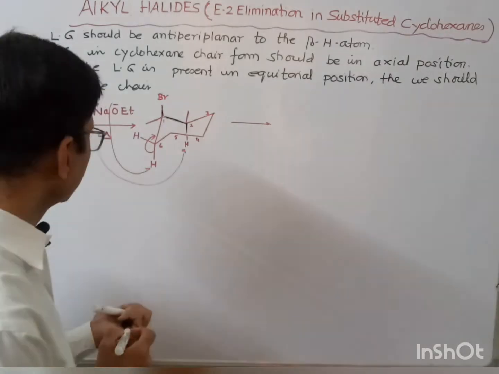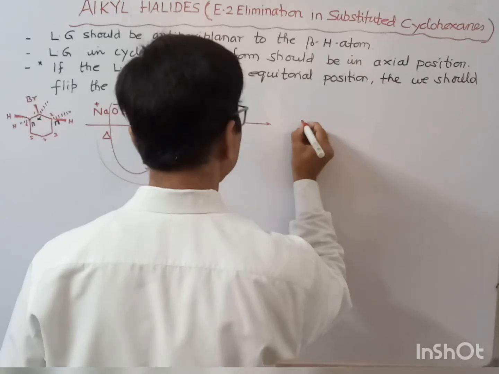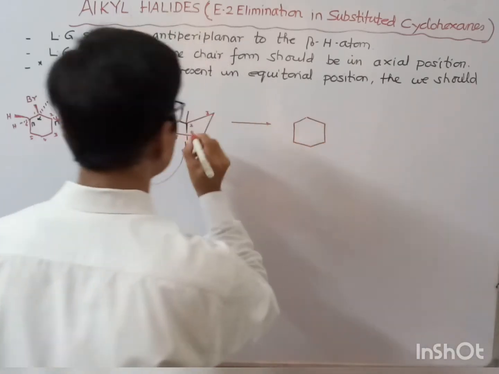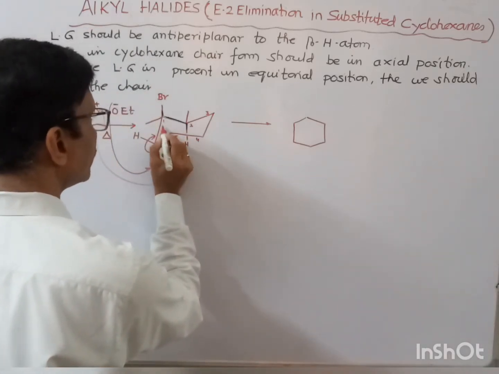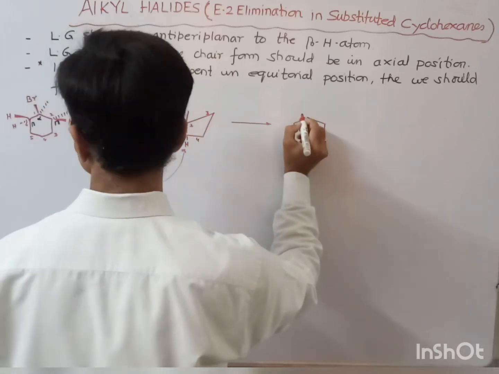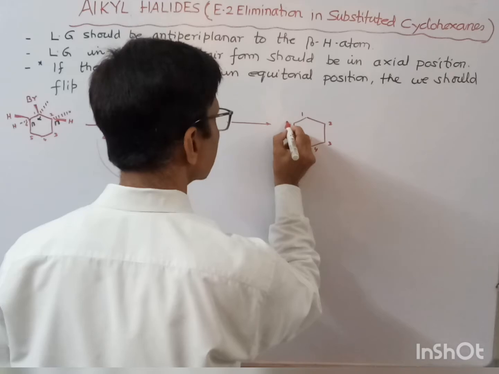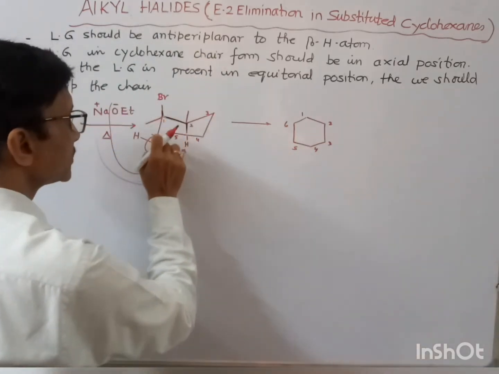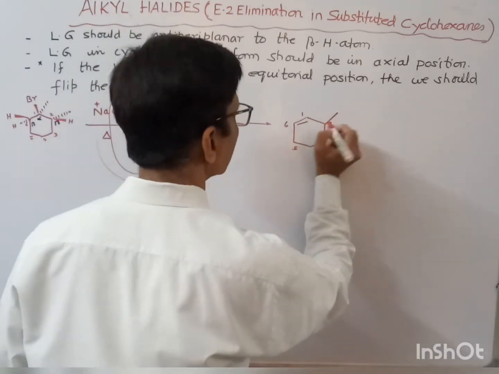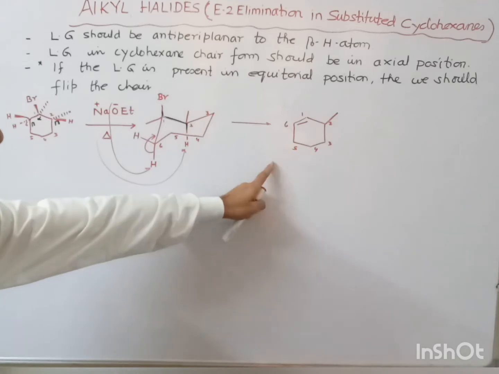So what would be the product? If we write the product, the double bond should be formed between 1 and 6. This is first, second, third, fourth, fifth and sixth. So the double bond is present between first and sixth, and at the second position one methyl group is present. This should be one of the products.